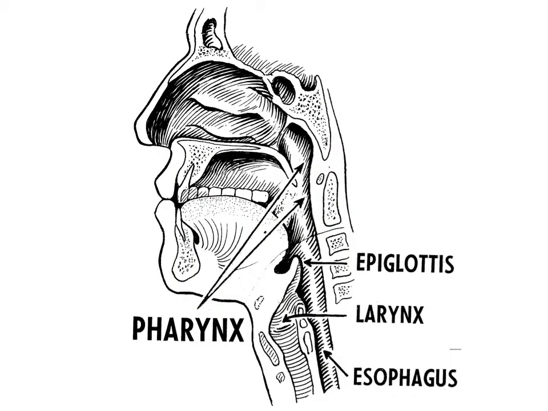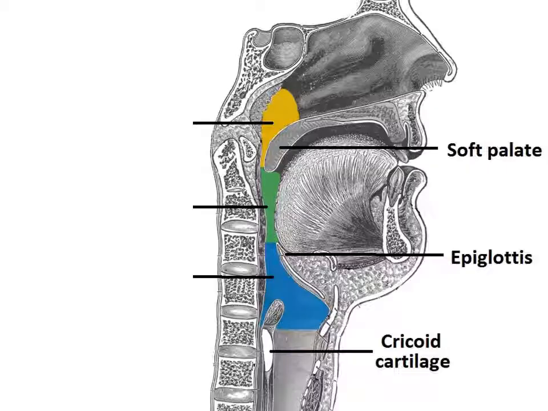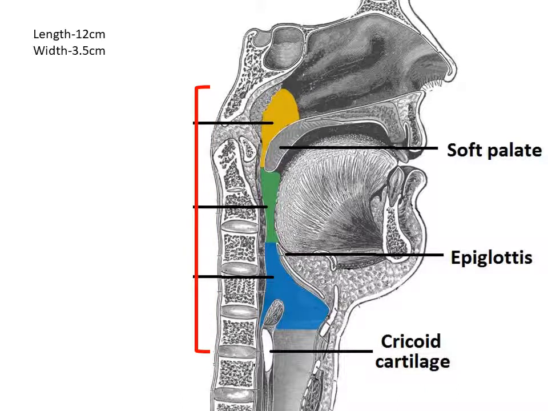The pharynx is a muscular tube that connects the oral and nasal cavity to the larynx and esophagus. It is situated behind the nose, the mouth, and the larynx. The pharynx begins at the base of the skull and ends at the inferior border of cricoid cartilage. Its length is 12 centimeter.